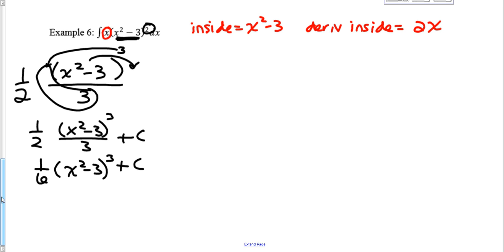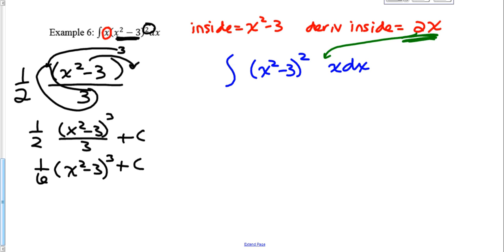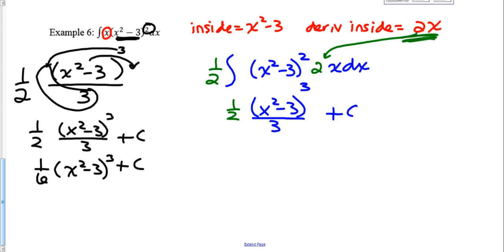So let's look at it the other way. I have the integral of x times x squared minus 3 squared. I'm going to move the x over here with my dx because it's actually part of the derivative of the inside. But again, the derivative of the inside was 2x, so I need a 2 right there. I can't multiply by a 2. I can only multiply by 1, so 1/2 needs to come on the outside. So I end up with 1/2 times x squared minus 3 raised to the third, divided by that new exponent, plus c, and we end up with the same thing, 1/6 times x squared minus 3 cubed.